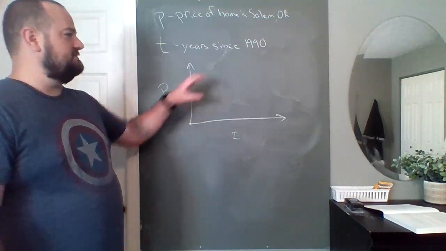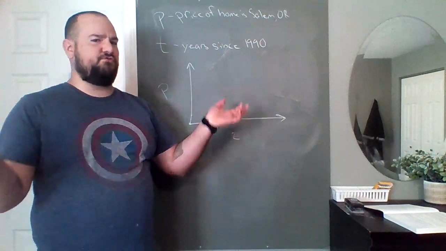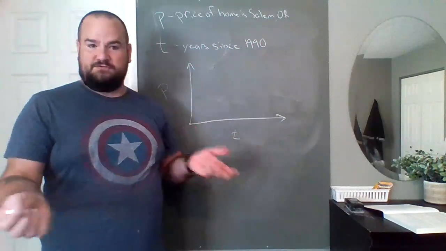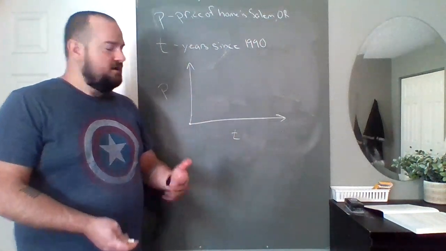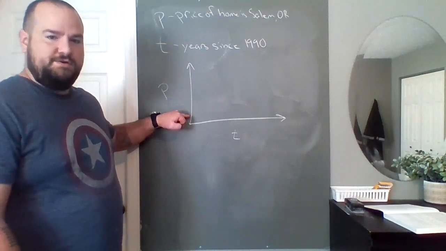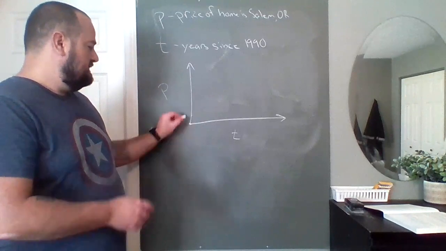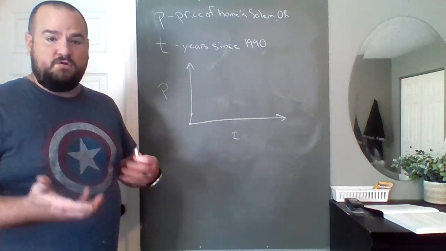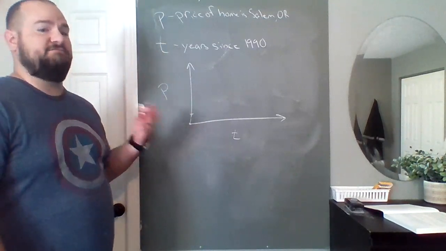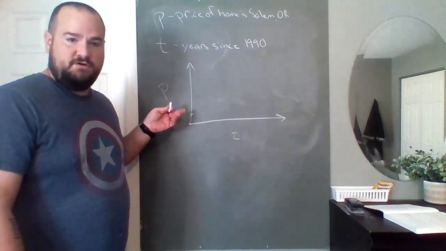So that would mean that in the year 1990, houses were free in Salem. You could just go like, hey, look, there's a house, I want it. But that's not true, right? So we can't start here. We need to start up somewhere so that in 1990, there was some level of price. Now, what that level is, we don't know, and that's why it's a qualitative graph. We don't put an exact value, but we know it's not 0.